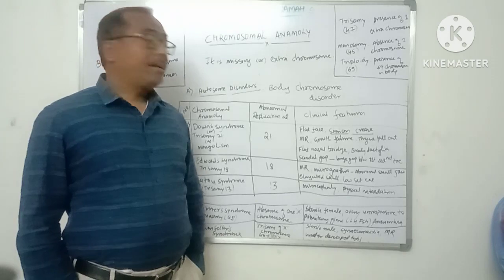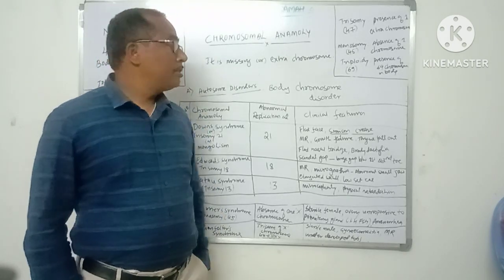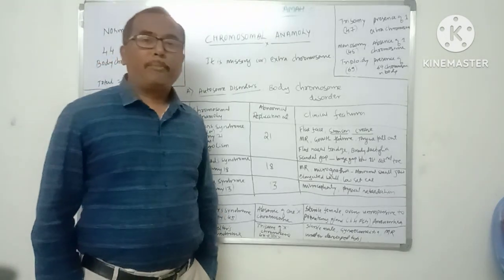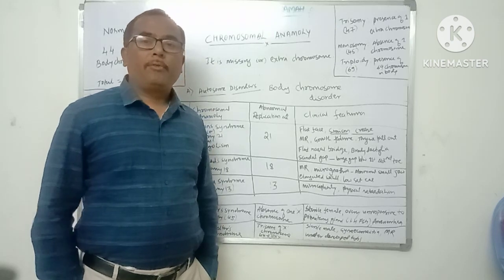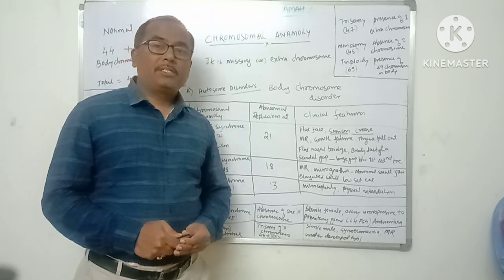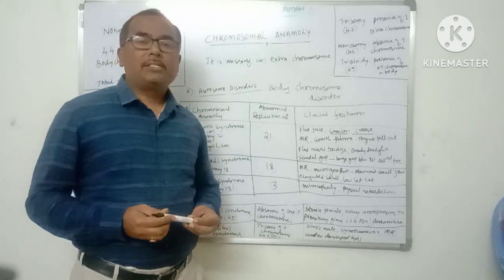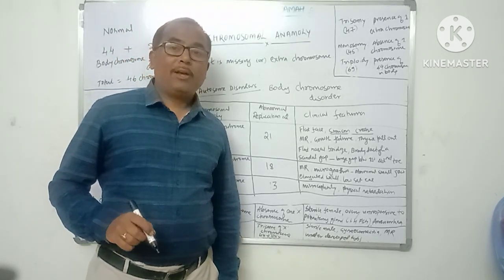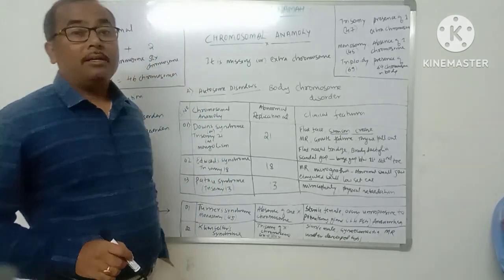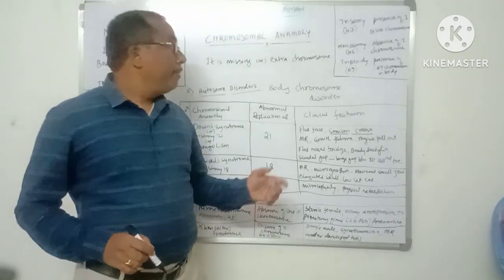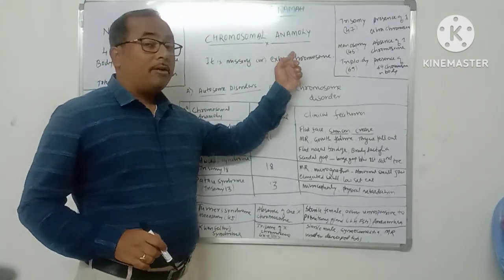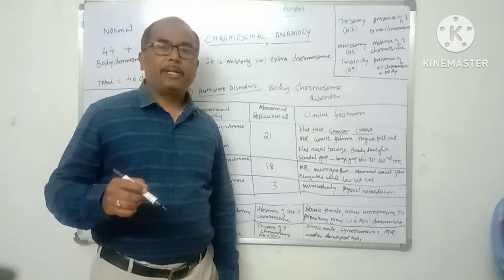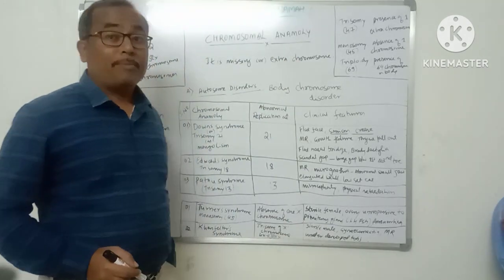So after a long time again I have come to you to give some lectures on very important topics which are going to help you for competitive examinations such as NORCET, JIPMER, NIMHANS, PGI Chandigarh and even state government as well. So in that I have made a list of important topics and today I am going to discuss a very important topic, that is chromosomal anomaly or chromosomal abnormality. You can expect 1 mark from this topic.